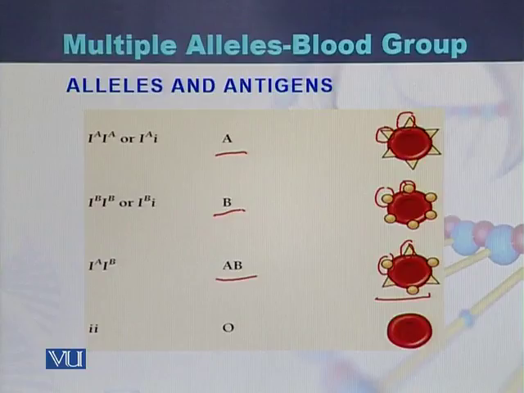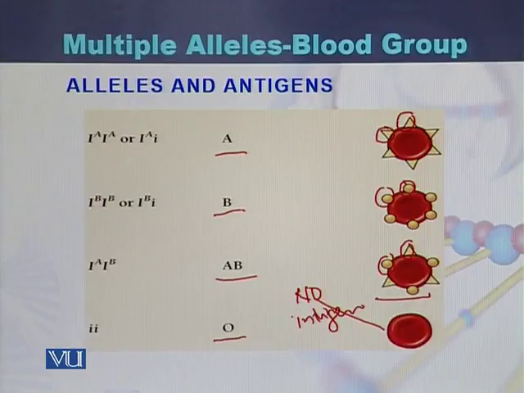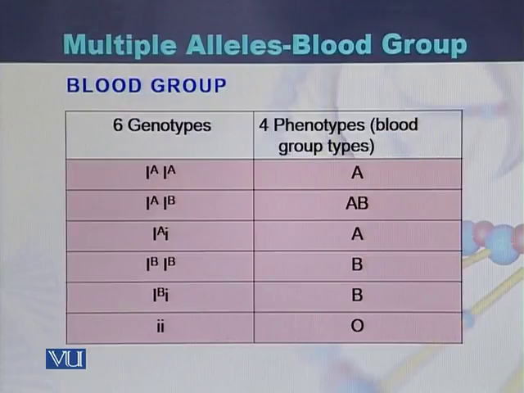This phenomenon is called codominance, because in case of AB, both the antigens are present on the surface of the red blood cells, while in case of blood group O, the red blood cells contain no antigen. No antigens are present on the surface of the red blood cells. So based on the genotypes and phenotypes, based on the alleles there are 6 different genotypes, and based on the genotypes there are 4 major groups of human blood.